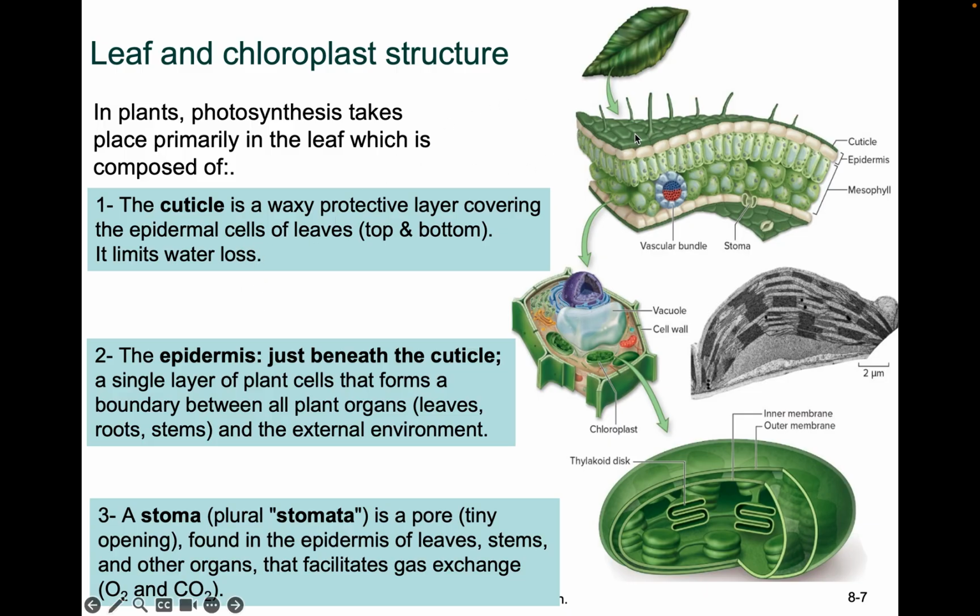So you have first the cuticle, which is shown here. After that, you have the epidermis, which is the first cell layer. It's the first tissue sticking out in the leaf, the outermost tissue, which is the epidermis.